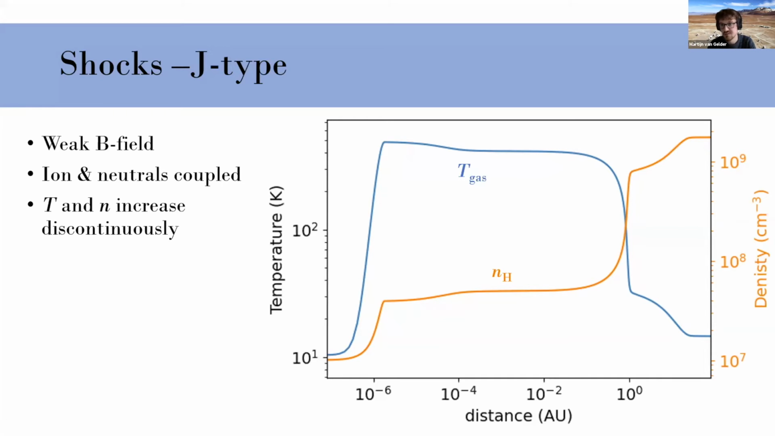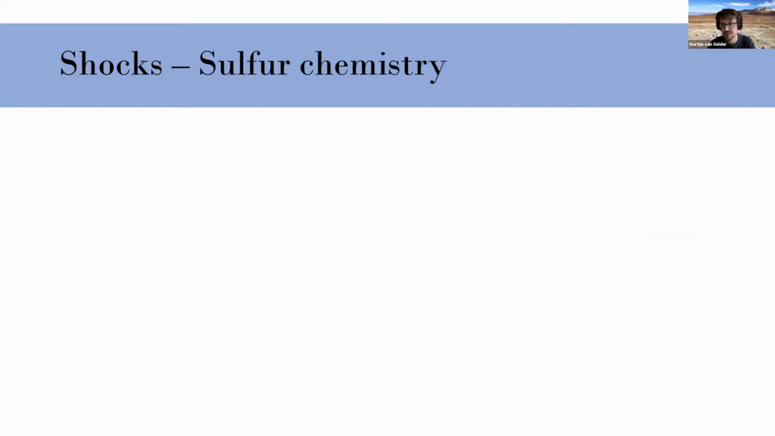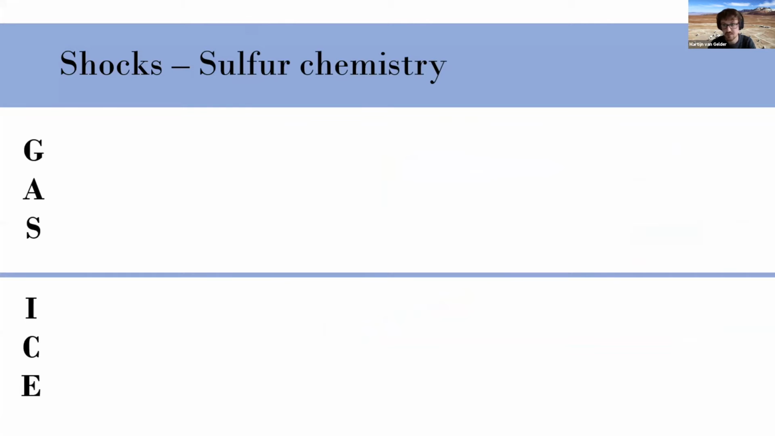And another part which is very relevant to understand SO and SO2 in accretion shocks is to understand the sulfur chemistry in shocks. And here we have to make a distinction between gas phase chemistry and ice sublimation. So starting with the gas phase chemistry, a key species here is OH. And OH forms from molecular hydrogen reacting with oxygen. And this has an energy barrier of about 100 Kelvin. So in typical shocks, like the typical shock I just showed you, this temperature is easily reached.